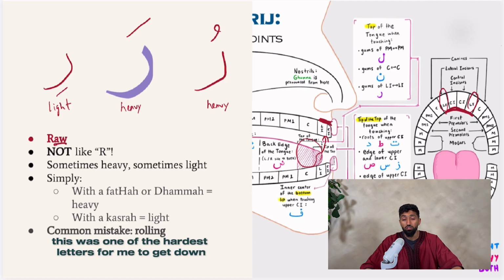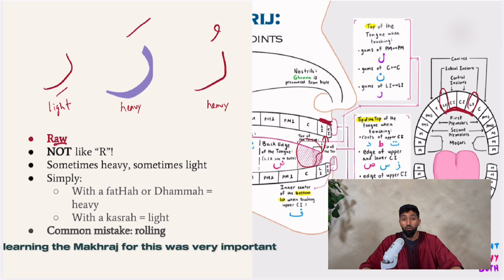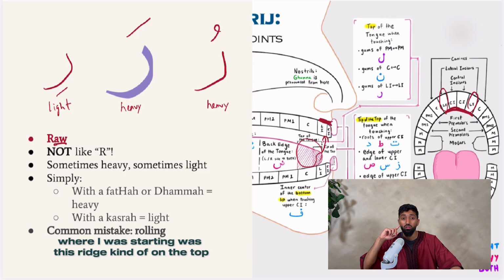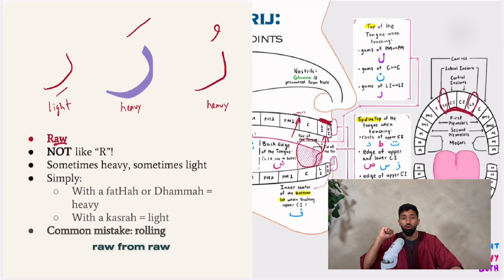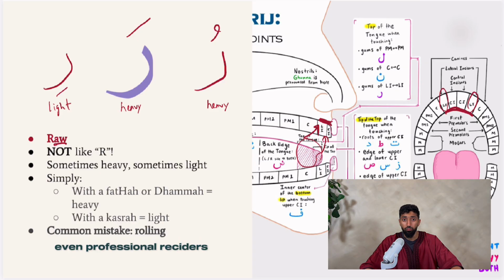Again, this was one of the hardest letters for me to get down personally because I just wasn't placing my tongue in the correct position where it's supposed to go. So learning the Makhaarij for this was very important for me. Where I was starting was this ridge kind of on the top, on the hard palate, and that's why I was saying raw, but it's actually at the gums here in the front. Raw. One of the mistakes that I hear a lot of people make, even professional reciters, is they roll the R sound, roll the Ra sound, and say Bismillahirrahmanirrahim. Maybe not that exaggerated, but there should be no rolling on the Ra.